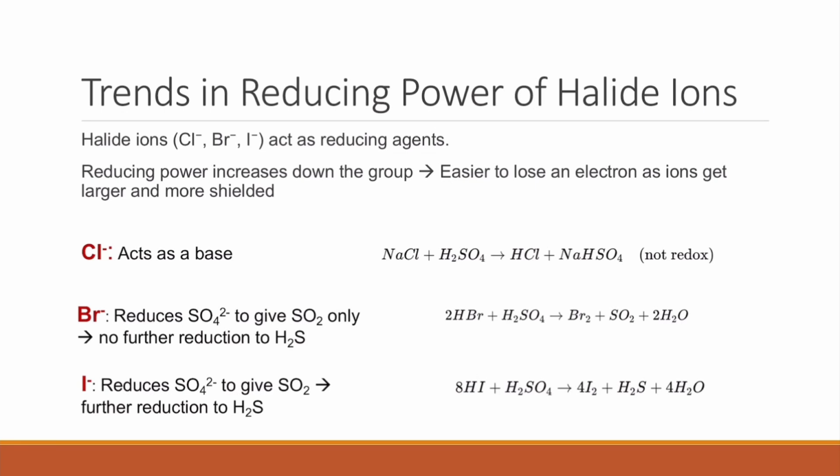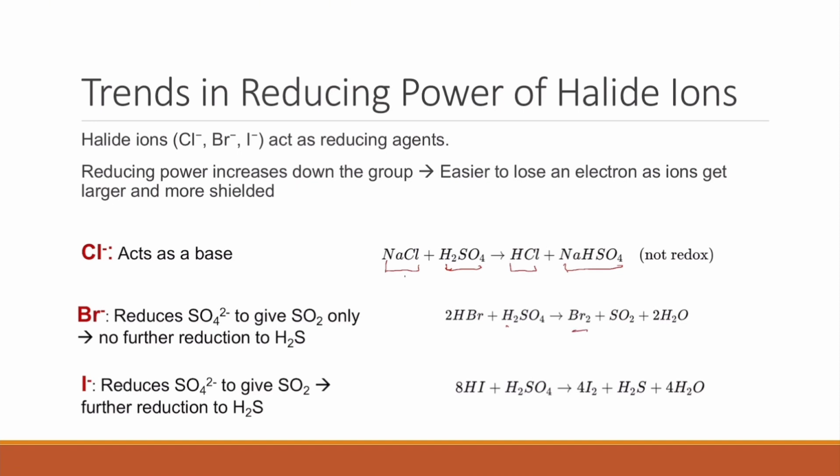So for fluoride and chloride, when they react with sulfuric acid, they will only act as a base. If you react sodium chloride with sulfuric acid, that will give you hydrogen chloride and sodium hydrogen sulfate. So the role of the chloride here is a base, because it will take a hydrogen from sulfuric acid, or it will accept a proton. So this is not a redox reaction. But if you react sodium bromide with sulfuric acid, it will now turn into a redox reaction. The bromide will get oxidized to give bromine.